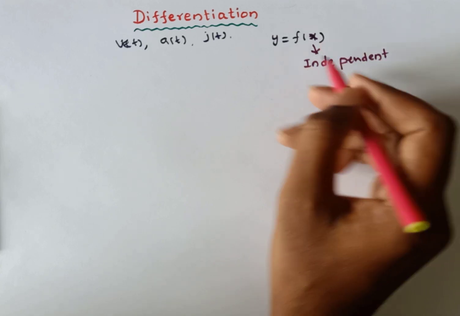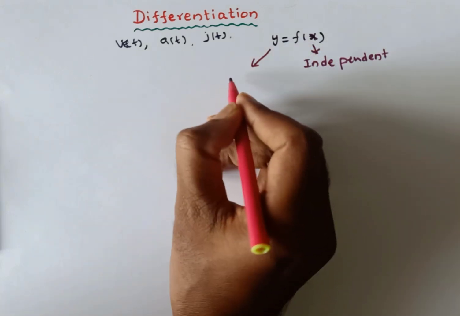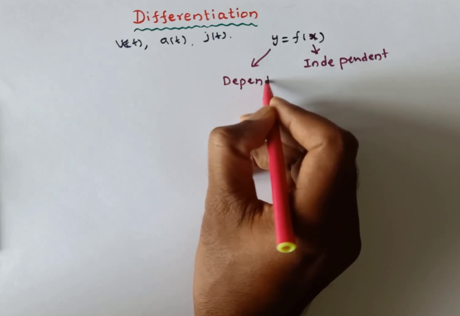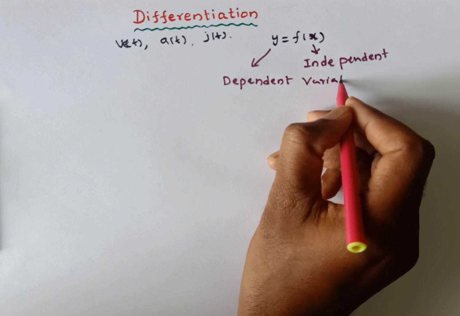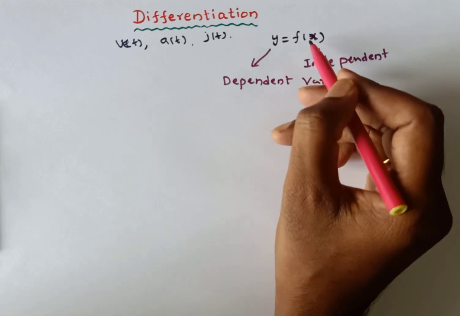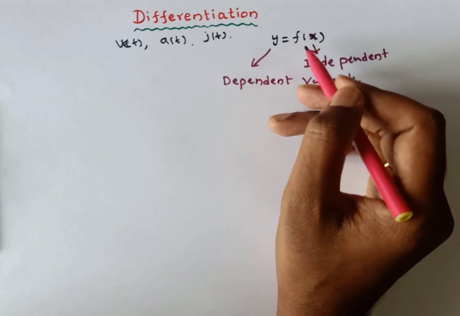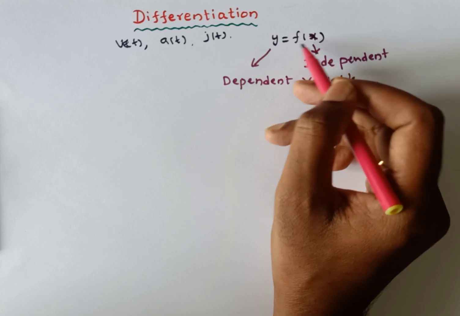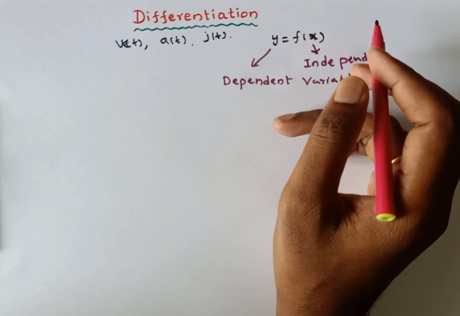And y is dependent on x, so it is called the dependent variable. As we see here, x is the input value and y is the output value. For the function, depending on x, the input, y is changing.